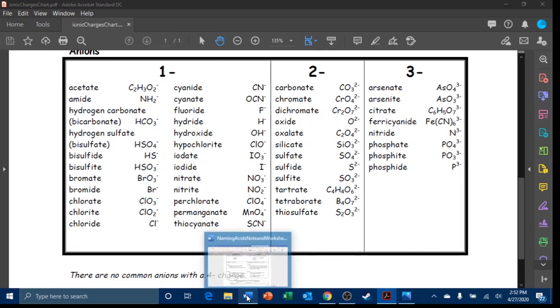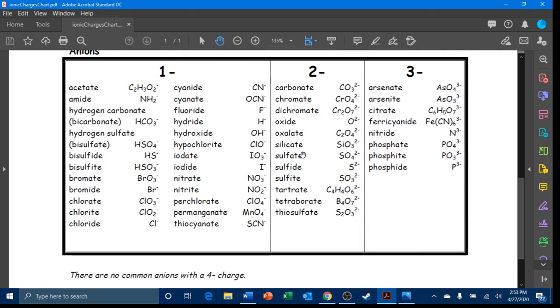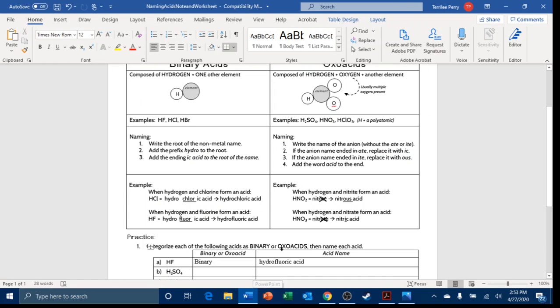Okay, so let's go back to the worksheet. And you're going to be writing the name of the anion without the ate or ite. Okay, and what that means is these have ate and ite on them. Sulfite, sulfide, sulfate. Okay, so you're going to look at those. So we're going back over here. If the anion ends in ate, you're going to replace it with ic. If it ends in ite, you're replacing it with ous. Okay, and then you can put acid at the end of it.